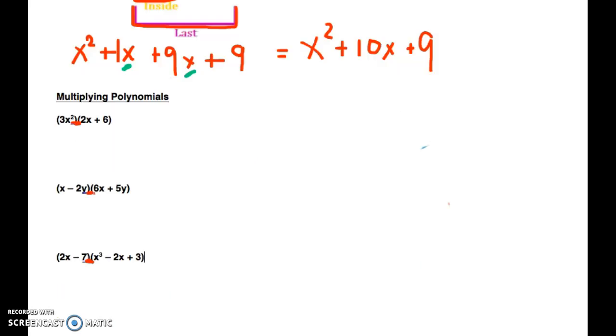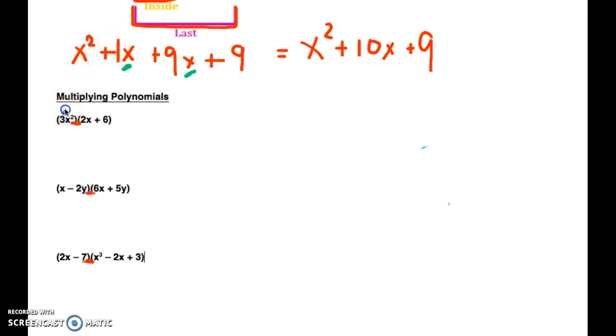I have a monomial, 3x squared, and I'm going to multiply it by 2x plus 6. Now, when you are multiplying, you won't always see a multiplication symbol here. So I've put red little dashes here to remind us, hey, if I have a parentheses right next to another parentheses, I'm multiplying. You won't see a multiplication symbol most of the time. So let's have a look at what we do here.